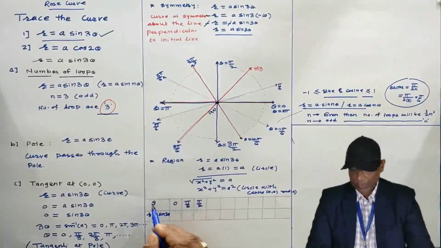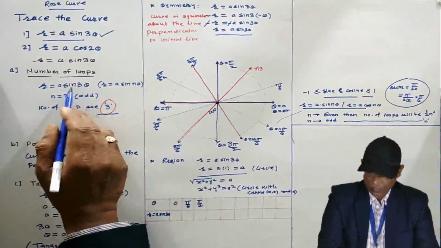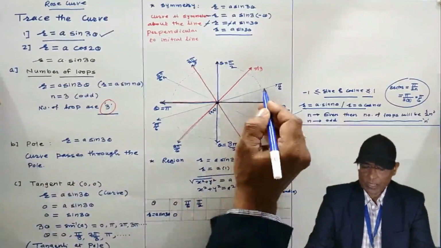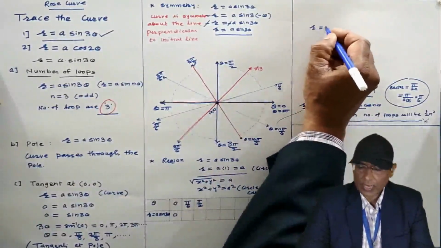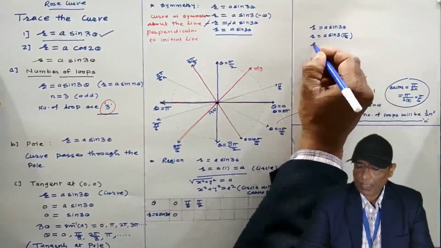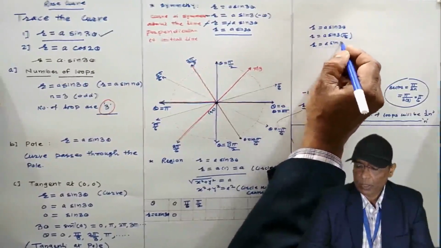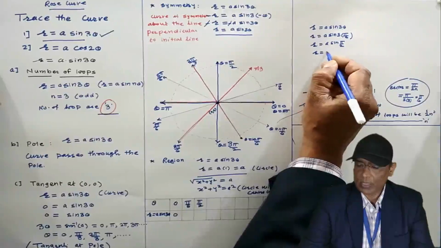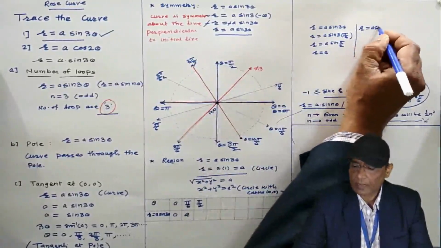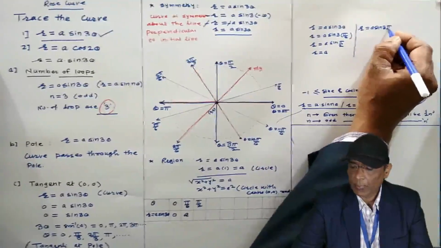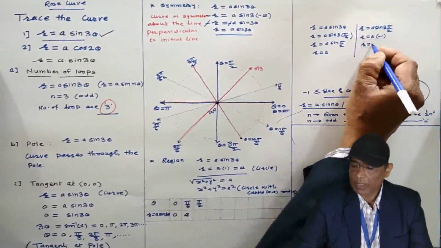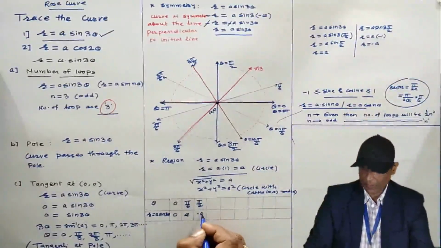Now, for theta equal to 0, if you put theta equal to 0, the value of r is 0. That is very clear. For theta equal to pi by 6, r equals a sin 3 theta, and for theta equal to pi by 6, r equals a sin pi by 2, and sin pi by 2 is 1. The value of r is a. For theta equal to pi by 2, you can take r equals a sin 3 pi by 2, and sin 3 pi by 2 is minus 1. So r equals minus a. So I am putting here r equal to minus a.